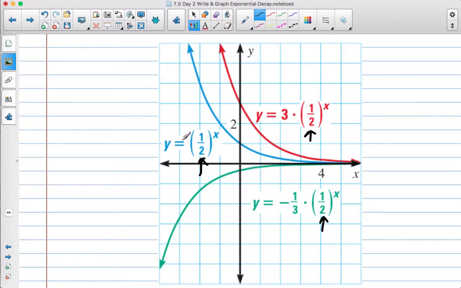If I look at this red one, the only difference between the red and the blue is the red started out at 3, and the blue one actually started out at 1. It was 1 times it. That's why it has a y-intercept of 1. This guy starts at 3. They're both decay because they're losing amounts. They're going towards 0 as x gets bigger.